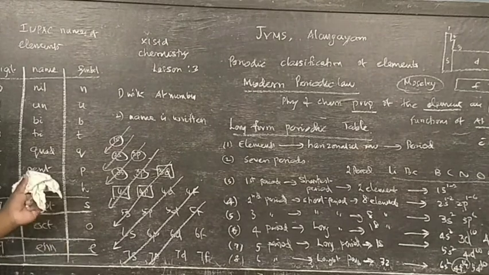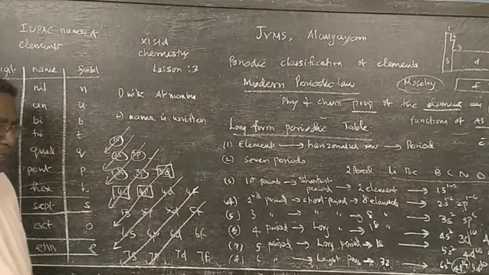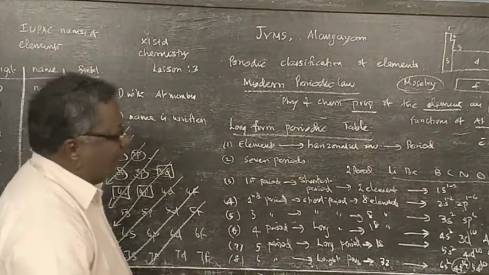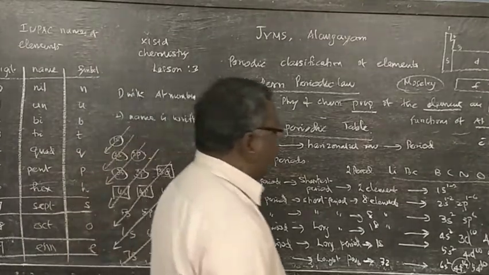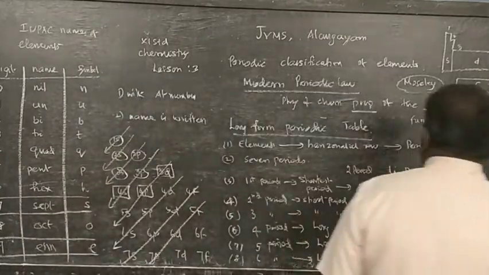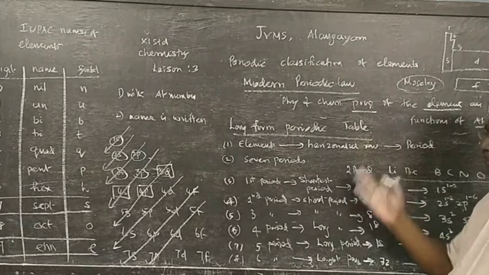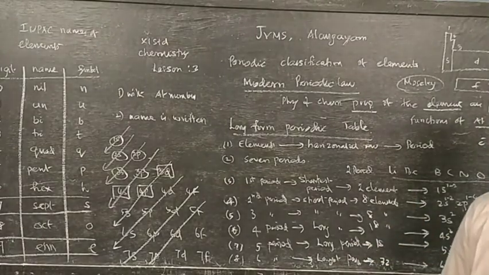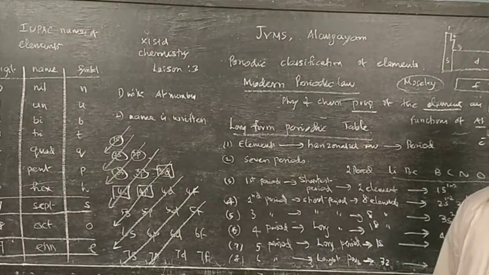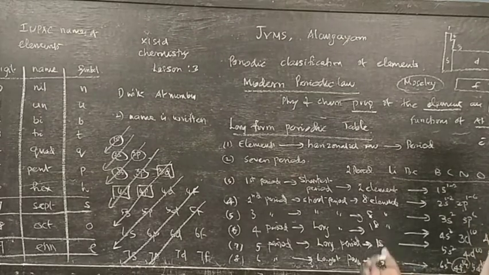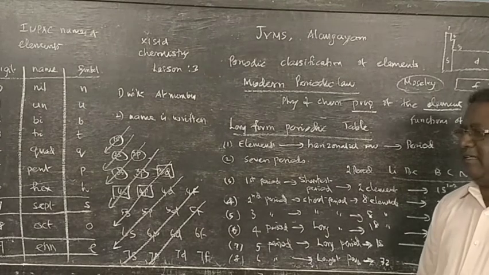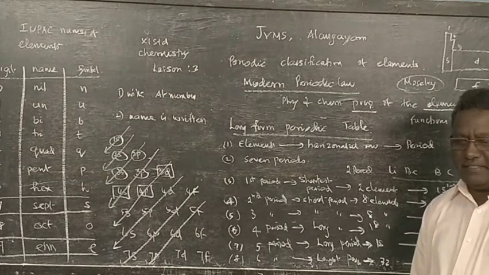So today you should have learned how to write the IUPAC name, IUPAC symbol, and the rules for that. Then what is the modern periodic table, and what are the features of the long form periodic table. All these are very important. After this you will mostly write your half-yearly examination. So keep studying this and you can write the half-yearly exam up to this.